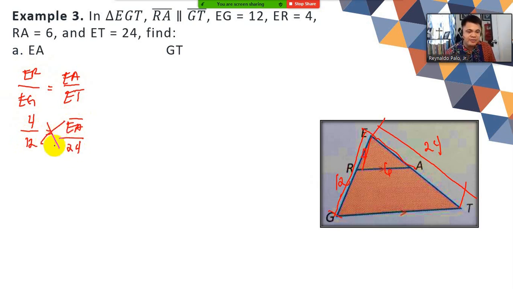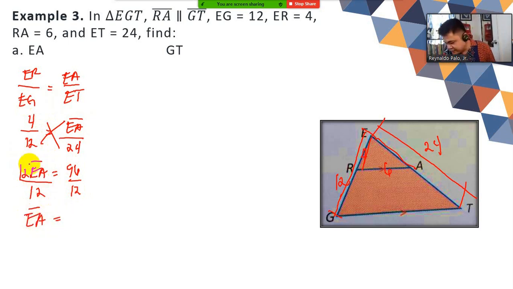Cross multiply them so that you're able to get the value of EA. After cross multiplying, 12 times EA is simply 12 EA. Then 4 times 24 is equal to 96. Then divide both sides by 12. So EA now will be equal to 96 divided by 12, which is 8 units. So that is now the measurement of segment EA.